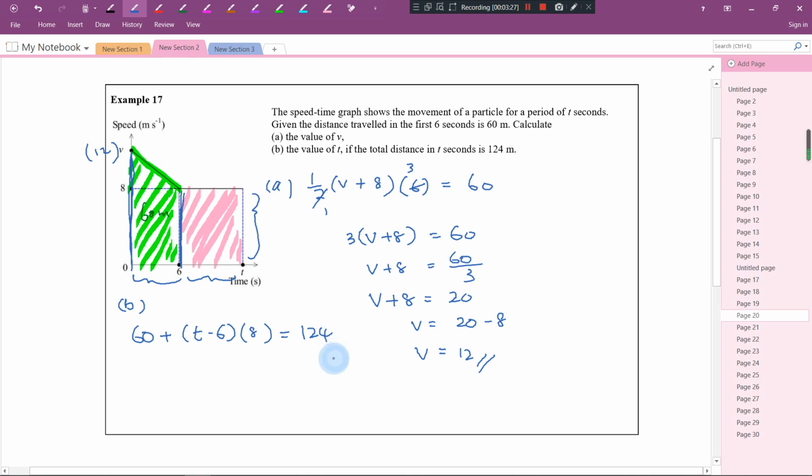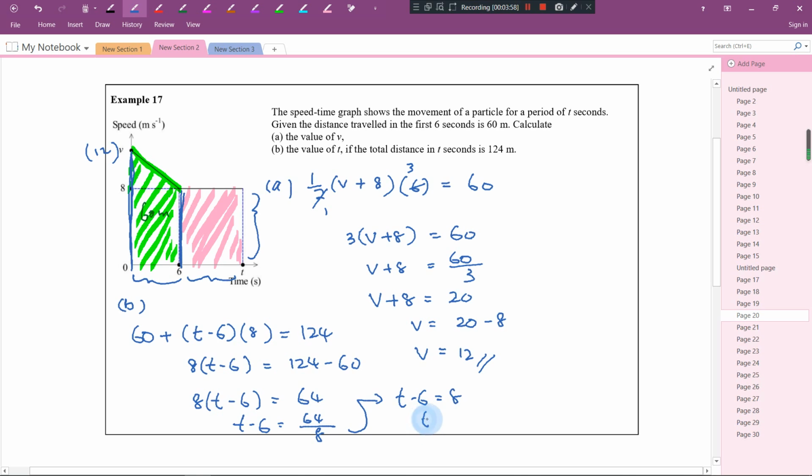Okay, now we already have an equation. What we need to do is find the t. So 60, move it over here. 124 minus 60. So this is 64, right? Okay, 64. t minus 6 is equal to 64 divided by 8. So this will give you 8. t is equal to 8 plus 6. t is equal to 14.